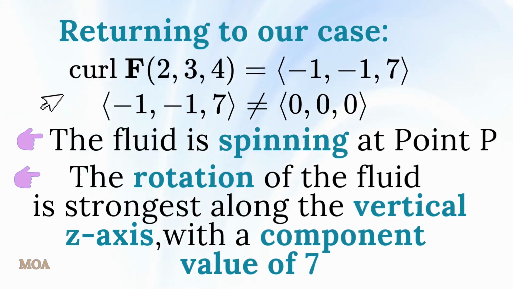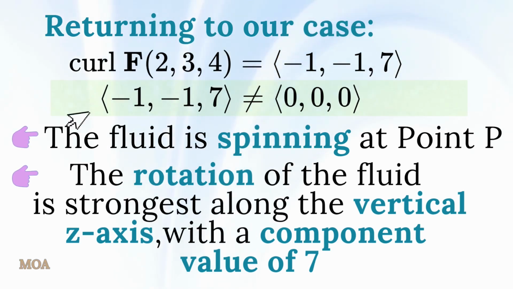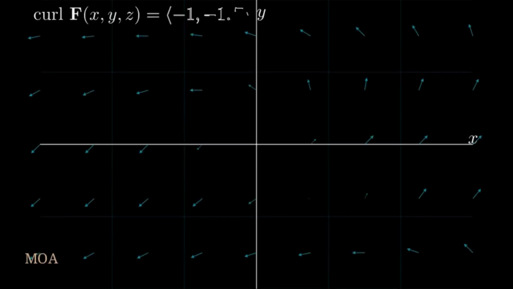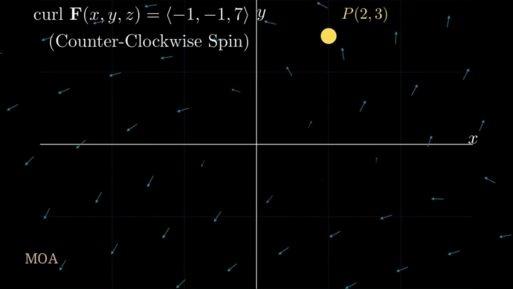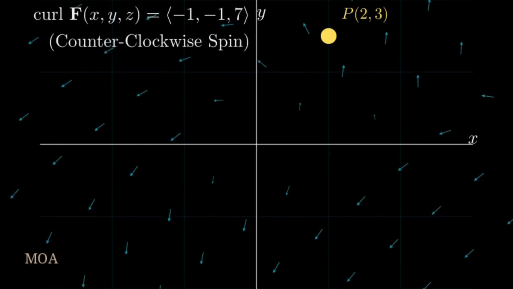Returning to our problem case, the curl of the vector field f at point P with coordinates 2, 3, and 4 is the vector angle bracket negative 1, negative 1, 7, closing angle bracket. Physically, because this curl vector is not 0, the fluid is spinning at point P. Furthermore, the rotation of the fluid is strongest about an axis closely aligned with the vertical z-axis, as indicated by its z component value of 7.